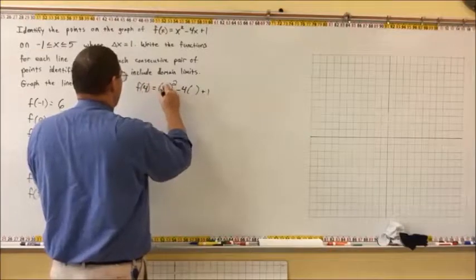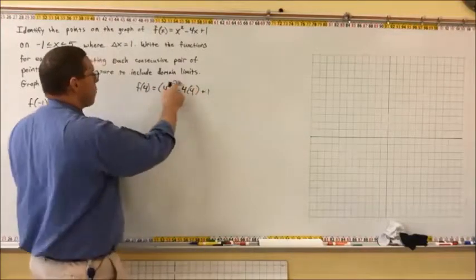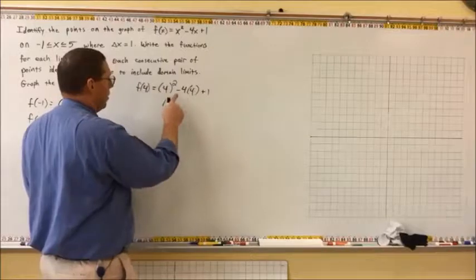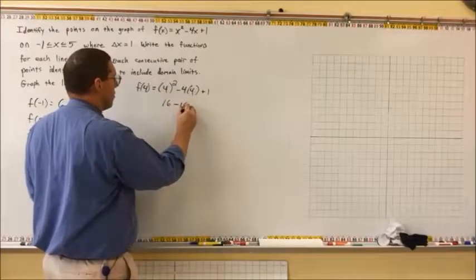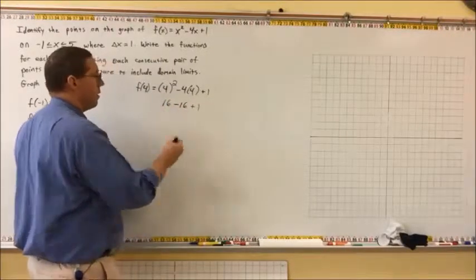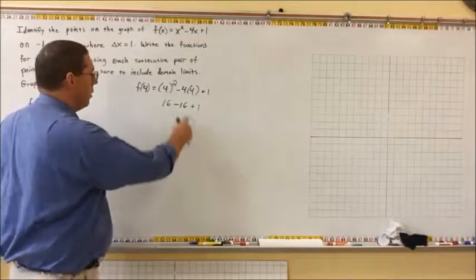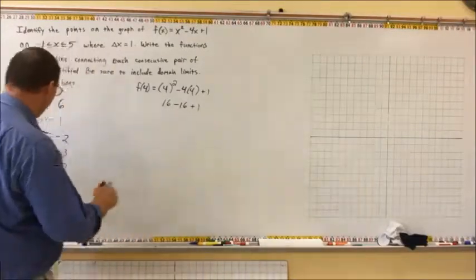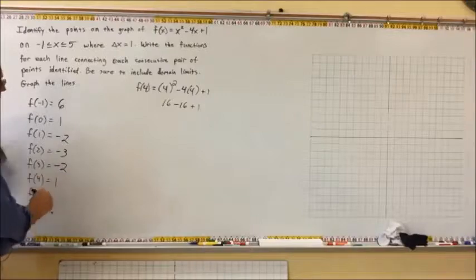All right, 4. 4 squared, that's 16. Negative 4 times 4 is negative 16, plus 1. 16 minus 16, that's 0. Plus 1, that's 1. So f of 4 is 1.